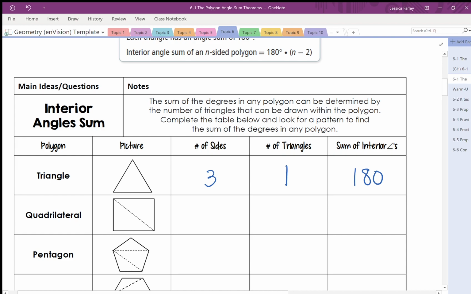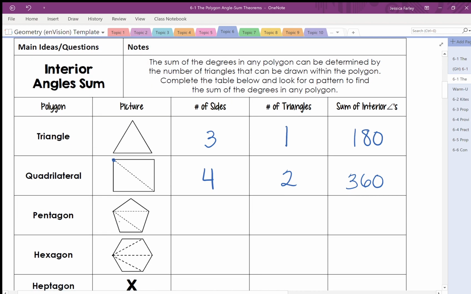In a quadrilateral, a quadrilateral has four sides. How many triangles can we draw inside a quadrilateral? Two. From one vertex to opposite vertices, we can only draw two. So two triangles, with each triangle having 180 degrees, gives us a total of 360. 2 times 180.